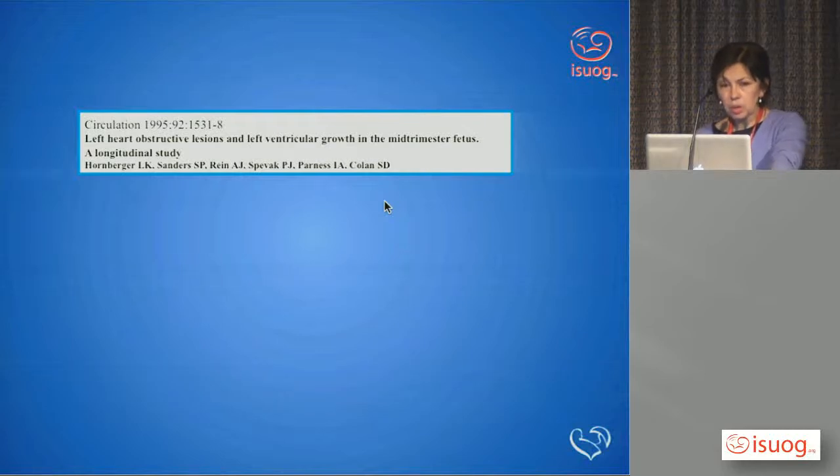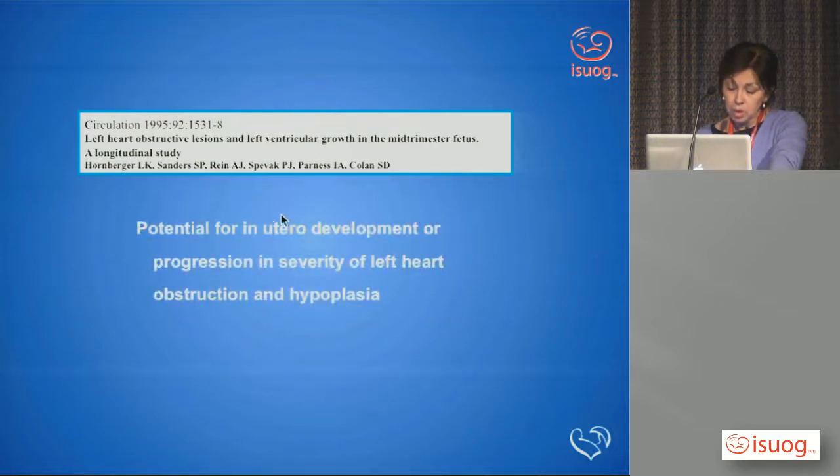Now, that probably gives you quite a good spectrum of things that you can see in hypoplastic left heart syndrome. So atrial septum, you need to look, pulmonary veins, I'll come back to that. Size of the ventricle, so you don't miss the case in mid-gestation. They may have a relatively good size or apparently good size left ventricle. But there are cases where it will be hypoplastic left heart syndrome at birth, and it's very well documented, this paper from quite a while ago, because there is a potential for in utero development or progression of severity of left heart obstruction and hypoplasia leading to hypoplastic left heart syndrome.